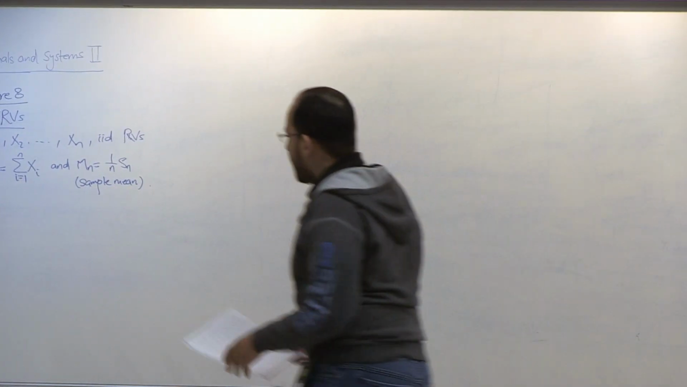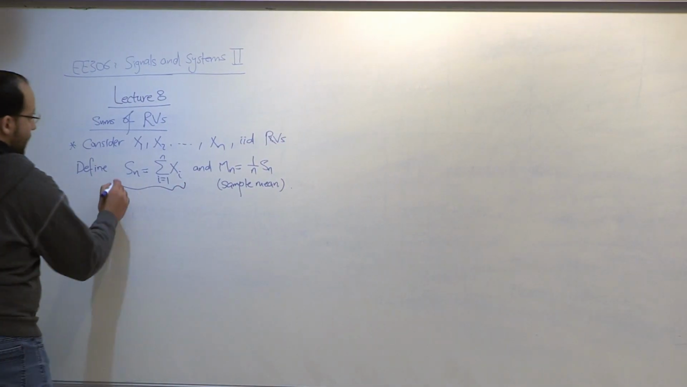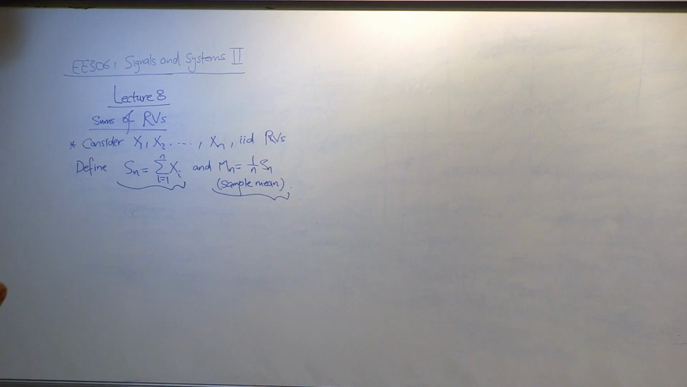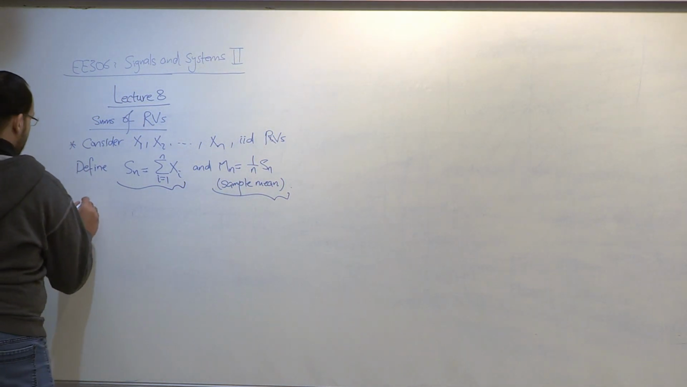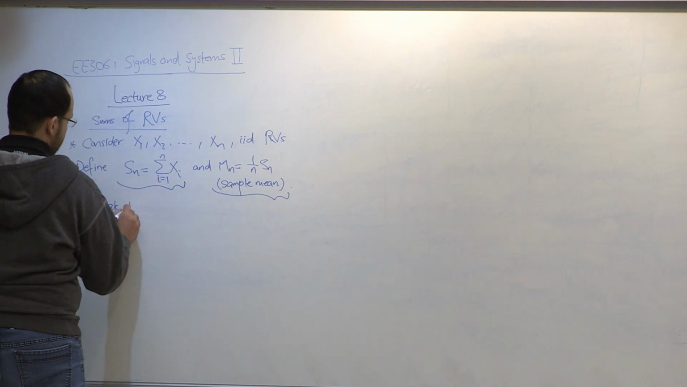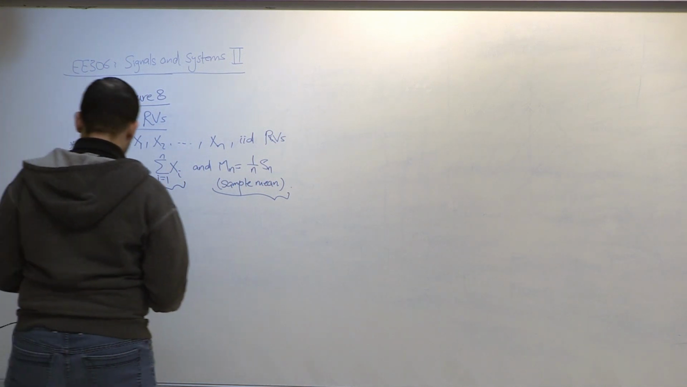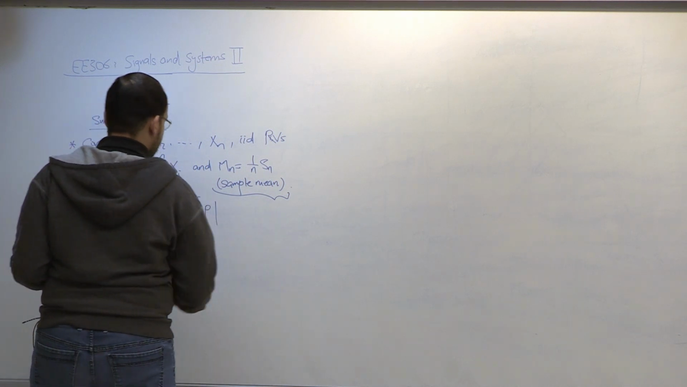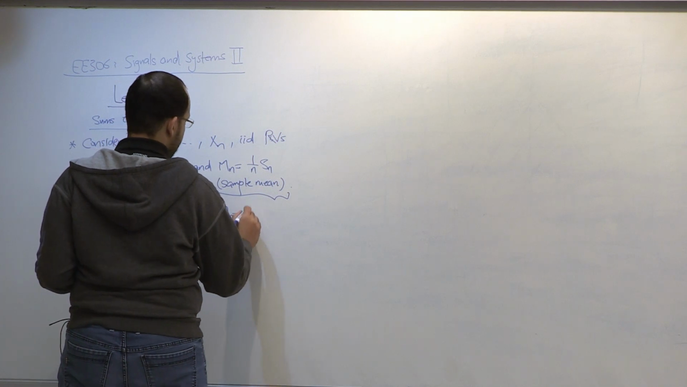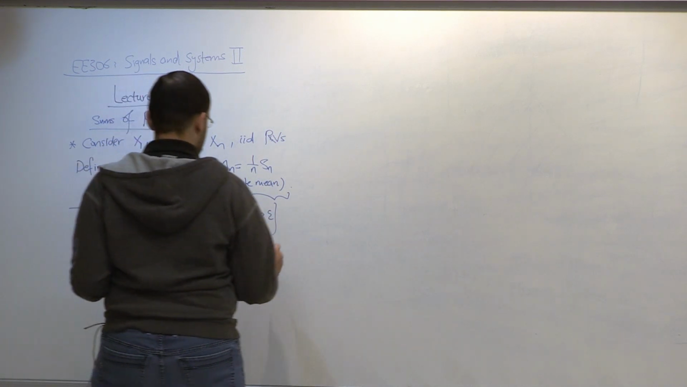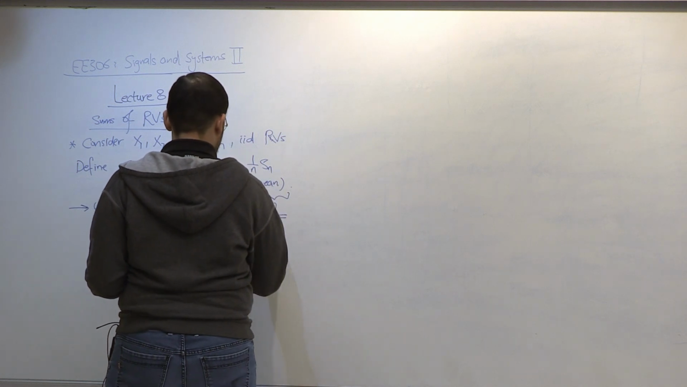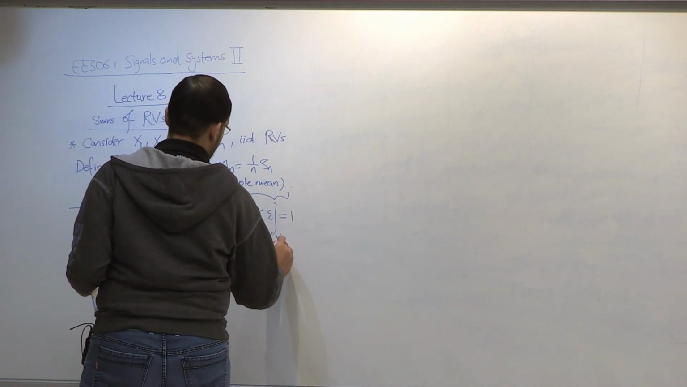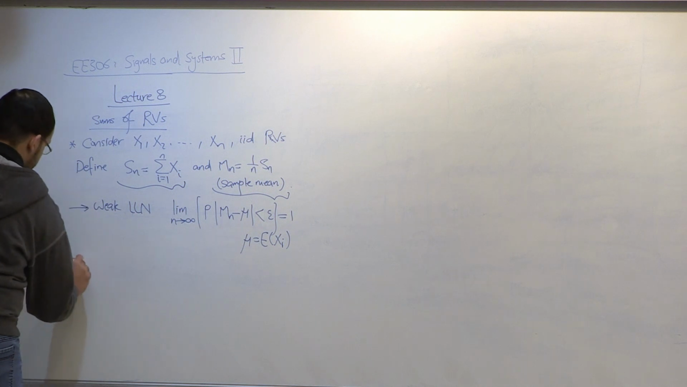Okay? So we are defining a new random variable that is the sum of all of them. After that, we are defining the average of all of them by dividing over n. So that is the setup we have. The weak law of large numbers tells us that the limit as n goes to infinity of the probability of Mn minus mu being greater than epsilon is 0, less than epsilon is 1, where mu is the expected value of any of them. Remember, they are all IID.